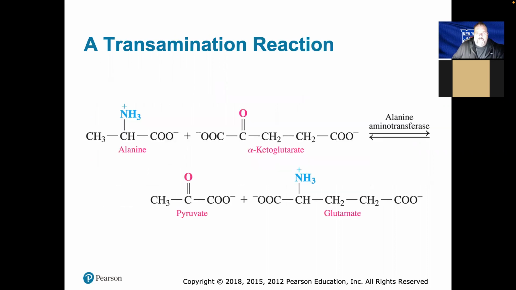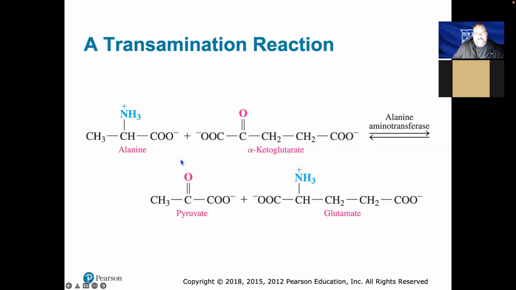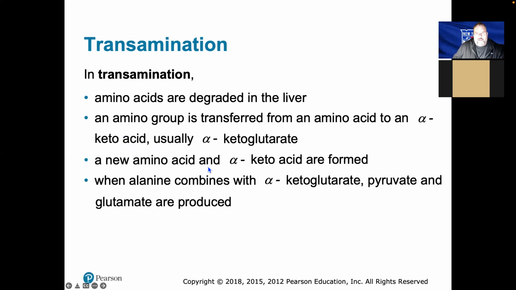So here's a transamination reaction: alanine with alpha-ketoglutarate, giving you pyruvate and glutamate. All right. So an amino group is transferred from an amino acid to an alpha-keto acid, usually alpha-ketoglutarate. Okay. So here's the amino group in alanine that's being transferred. So it's taking the place of the oxygen in the alpha-ketoglutarate to give you glutamate, and then the oxygen ends up with a C double bond O group here to give you pyruvate. So that's essentially a good example of a transamination reaction.